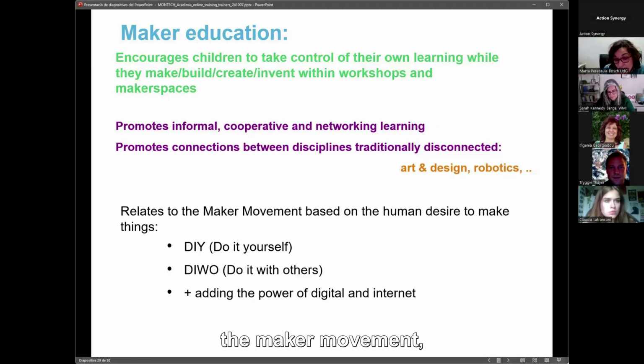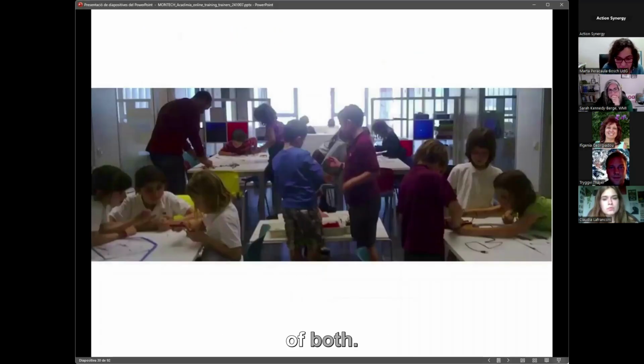And it relates to the maker movement, which is very old, from the 60s or 70s. It's a movement not in education, but a citizen movement where people get together and have labs and spaces to build and to create things. It's based on the human desire to make things. Do it yourself, do it with others. And now in the digital era, it adds the power of digital, of internet, and it's a mix. It's not just a physical world or a digital world. It's like, let's take the advantage of both.